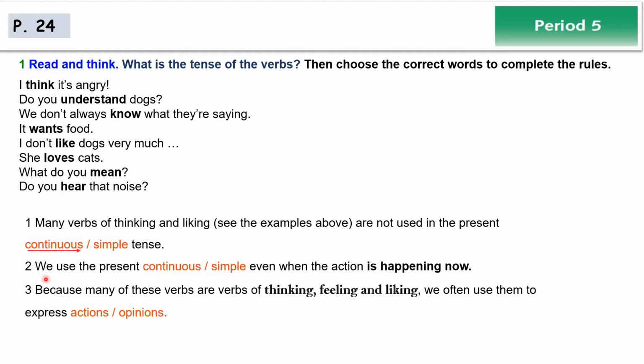Number two, we use the present continuous or simple even when the action is happening now.